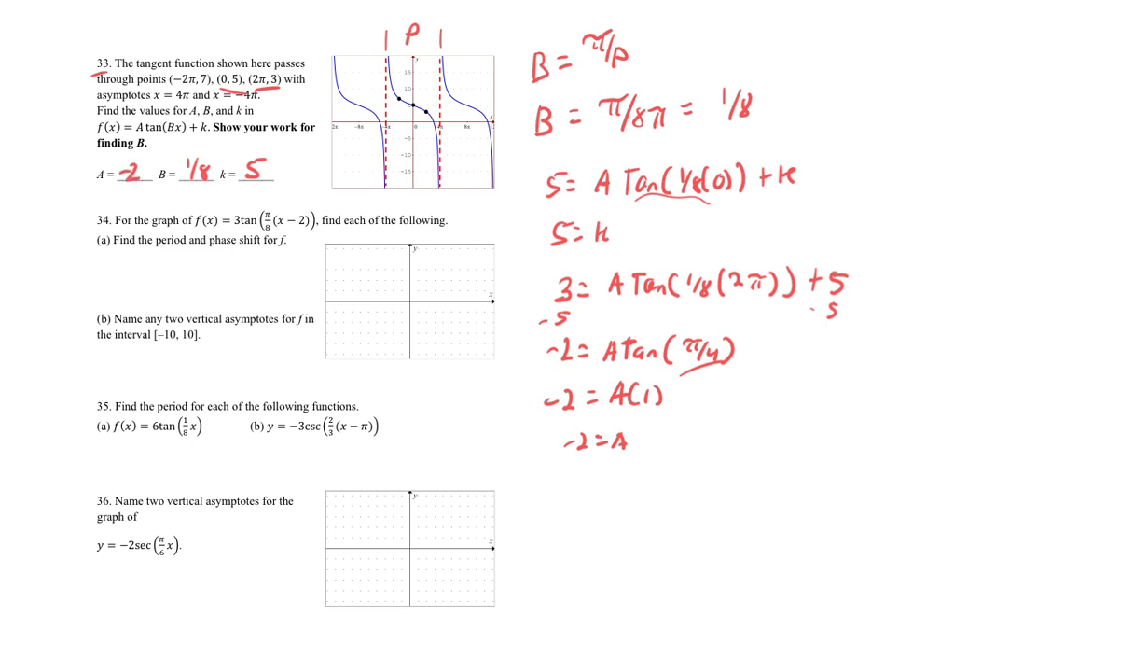And then we can double check ourselves by plugging that all in and seeing if we get 7. So we should get 7 is equal to negative 2 tan of 1/8 times negative 2 pi, plus 5. And if we put that on the calculator, we do in fact get 7 equals 7.